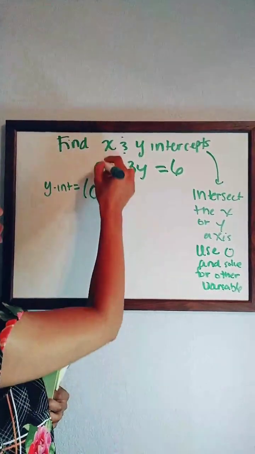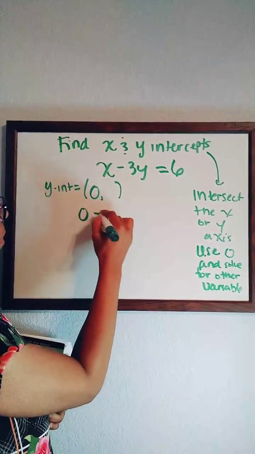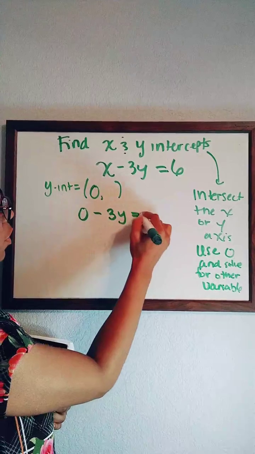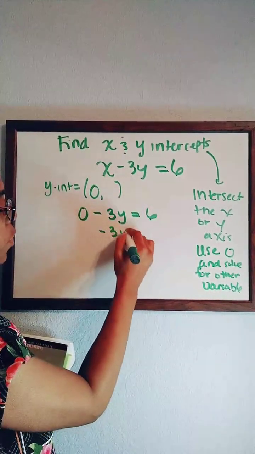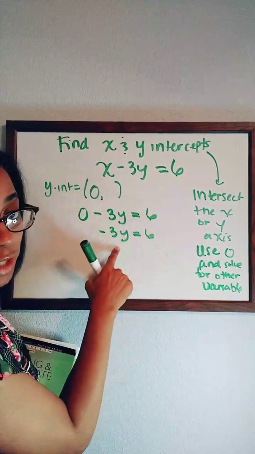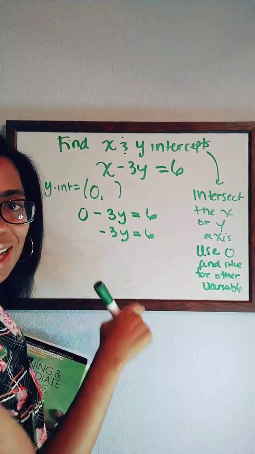So I'm going to put that 0 where x is. So 0 minus 3y is equal to 6. Negative 3y is equal to 6. What's my last step?